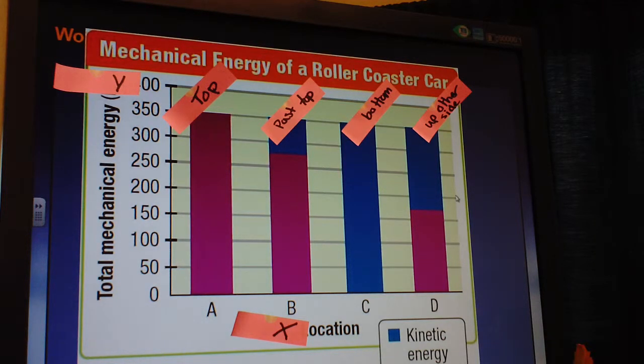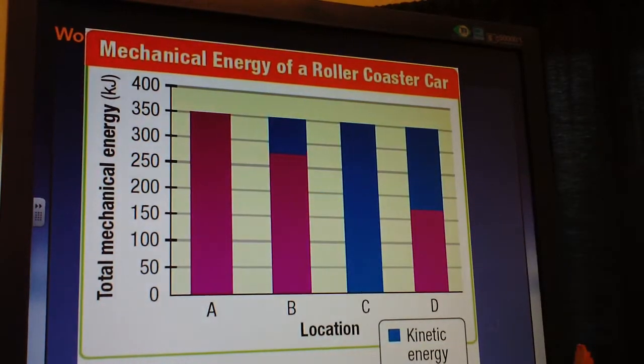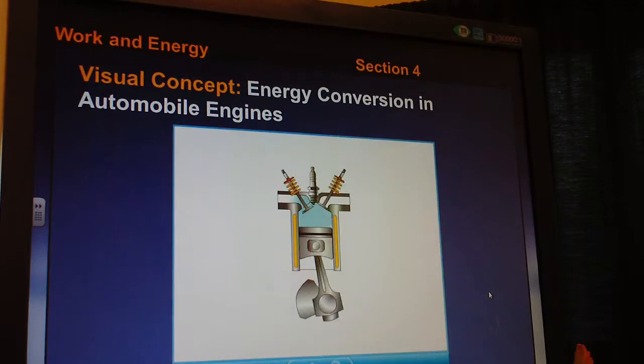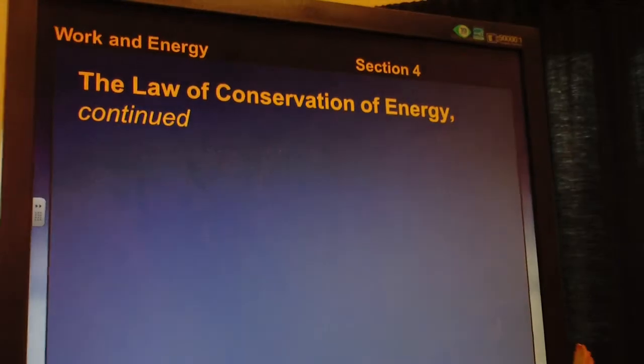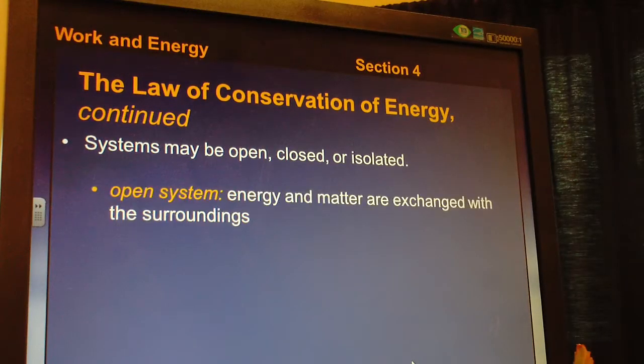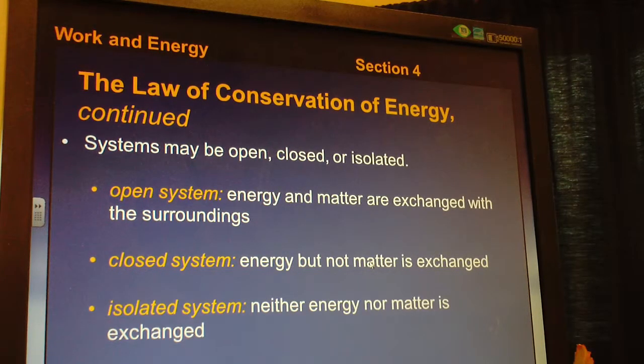Finally, I want to talk about different kinds of systems. Okay, so this is the last thing I want you to put in your notes. An open system is when energy and matter are exchanged with the surroundings. A closed system is where energy but not matter is exchanged. And an isolated system is where neither energy nor matter is exchanged.